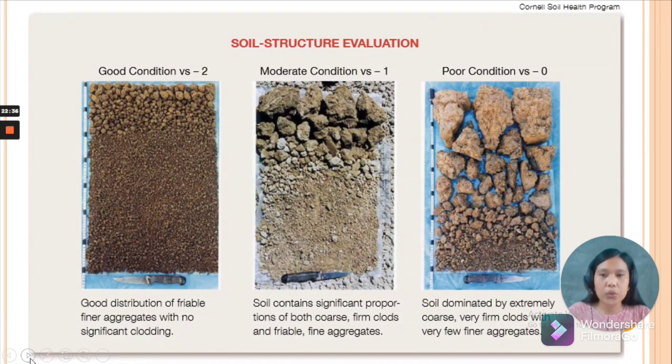Okay, so structure. Now, soil can be in good condition, moderate condition, and poor condition. Good: good distribution of friable, finer aggregates, no significant clods. That is what I said earlier, clods. Moderate: significant proportions of both coarse, firm clods and friable or fine aggregates. Poor condition: dominated by extremely coarse, very firm clods with very few finer aggregates.